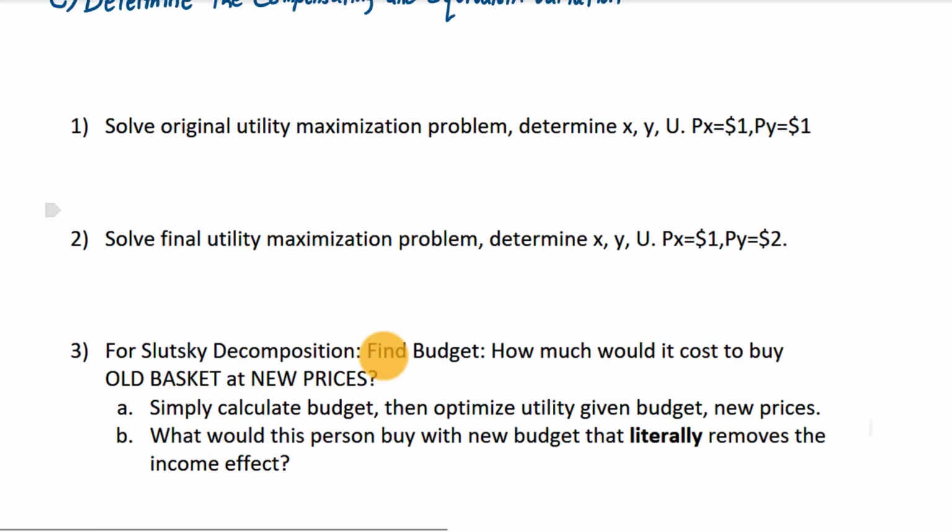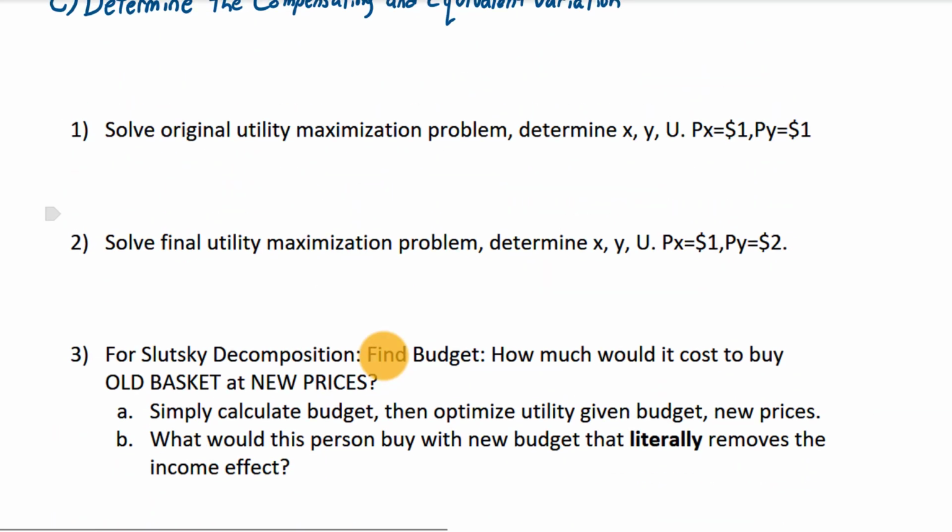Now here I have a set of steps that one might go through in order to solve all of these problems. Just a brief rundown of how to think about what you need to do in this situation. No matter what you're doing, we need to start with number one, and we need to solve the original utility maximization problem and determine how much x, how much y this person would buy to maximize their utility, given their income, given the prices, and determine their utility.